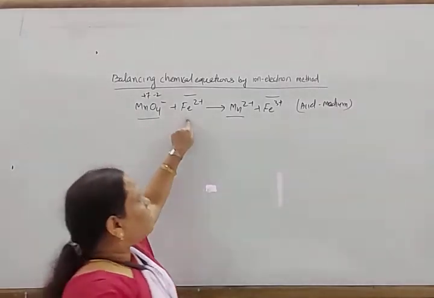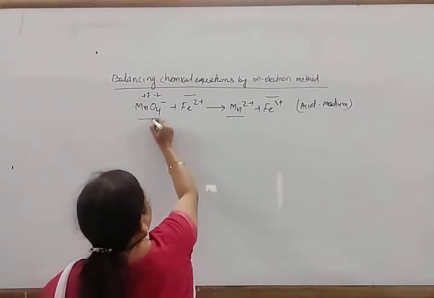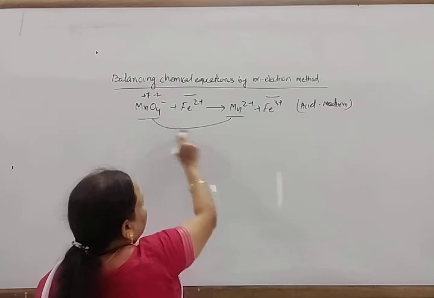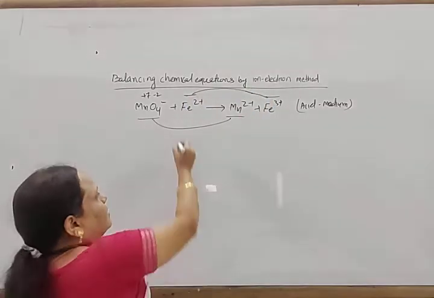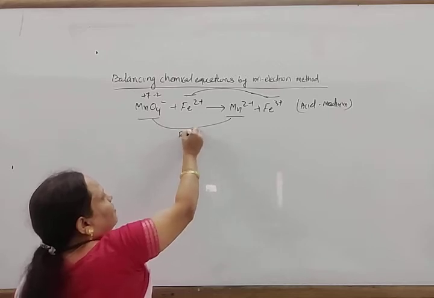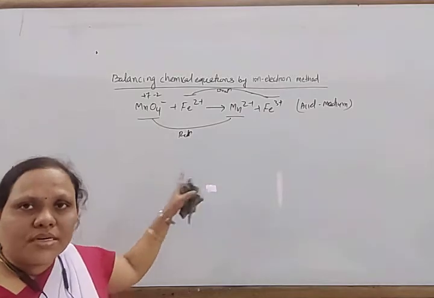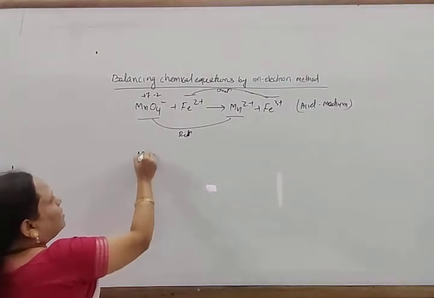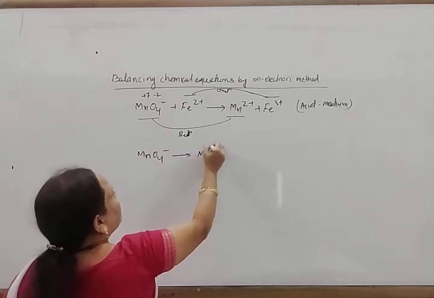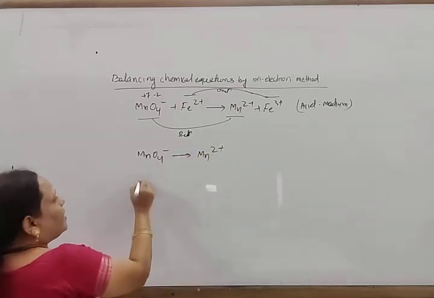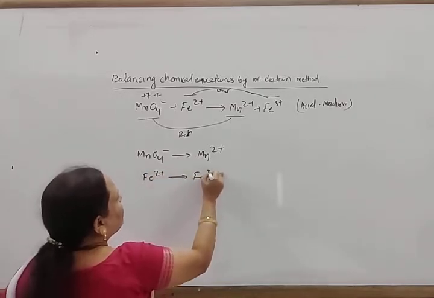So this is known as your reduction half reaction, and this is known as your oxidation half reaction. So first separate these two equations. Look here: MnO4 minus gives rise to Mn2 plus, and Fe2 plus gives rise to Fe3 plus.